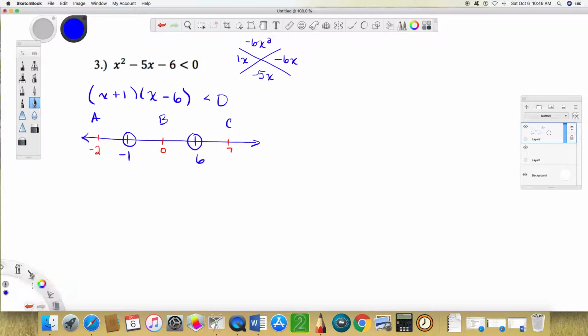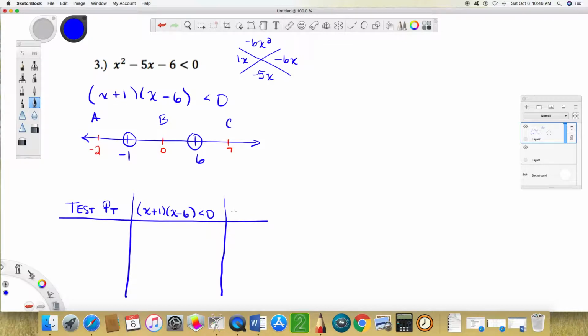So I'm going to make a table where the first column, call it a test point or call it the region. The middle column, you can use the original expression or the factored expression. I float back and forth sometimes between the two. And then this final column, I'm just going to call it my truth column. It tells me whether to shade or not to shade my region.